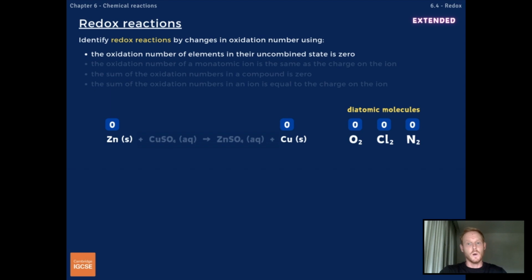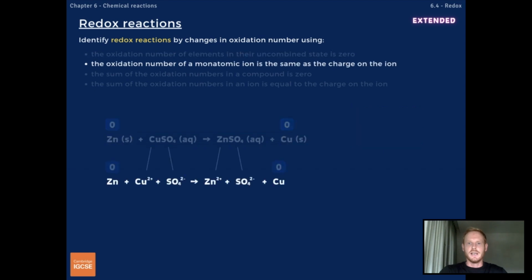In this example, where zinc reacts with copper sulfate to form zinc sulfate and copper, the oxidation number of both zinc and copper is 0. Number 2. The oxidation number of a monatomic ion, which is an ion made of only one atom, is always the same as the charge on the ion.